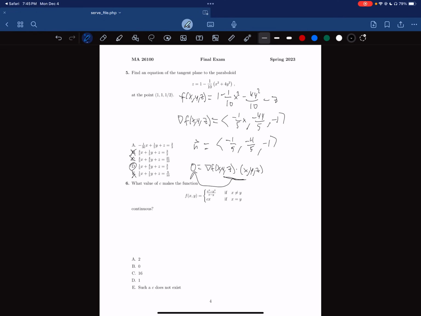So that's just how they converted it to positive 1/2 and positive 4 over 5. So yeah, that D is our answer.